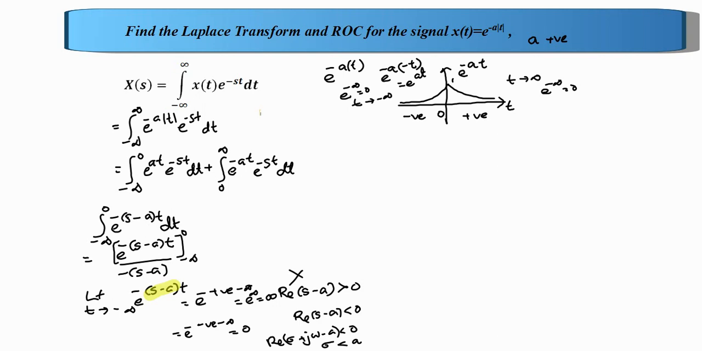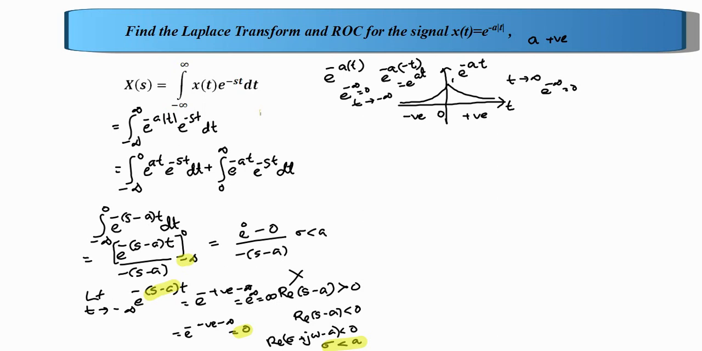This is one condition, and in that particular case you can apply the limit. So first e raised to 0 minus, now if you apply the limit t equal to minus infinity, we prefer the second case, so the answer will be 0. So we can apply the 0 result, and we get minus 1 by s minus a, and the condition is sigma less than a.